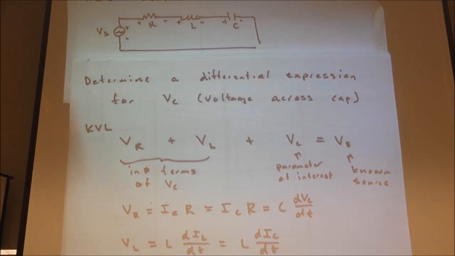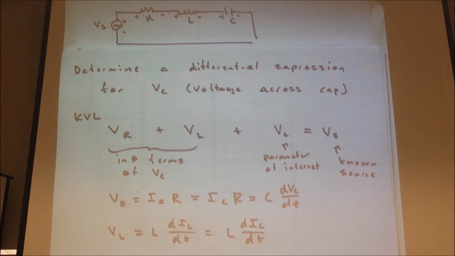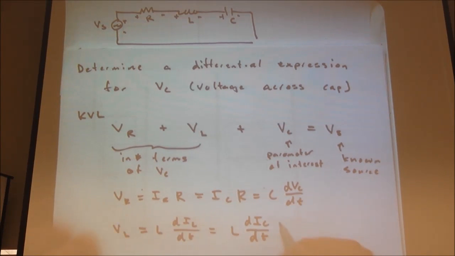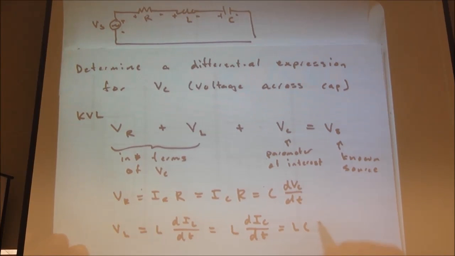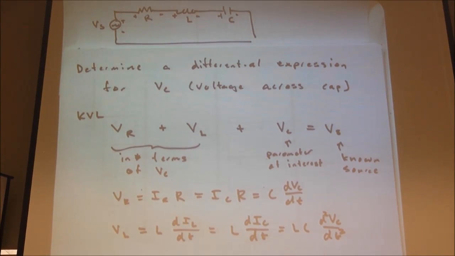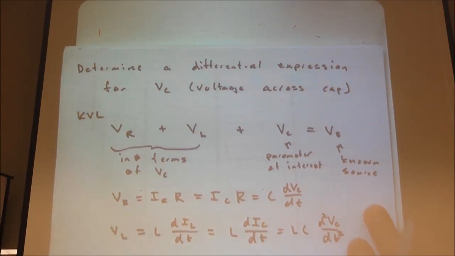We'll do a little substitution there. And so, well, there's IC. We know again, IC is C dV/dt. So what can we write out? This is now LC d VC by dt. And now we have an expression for VL, and it's a second order expression. Just make sure I put my little 2's in there. Since the IC is a differential term, it's a second order derivative with respect to VC.